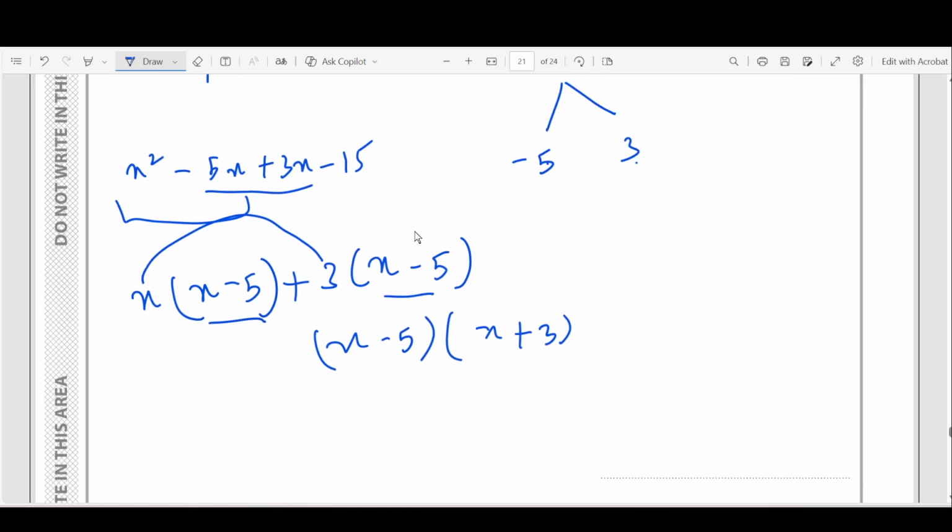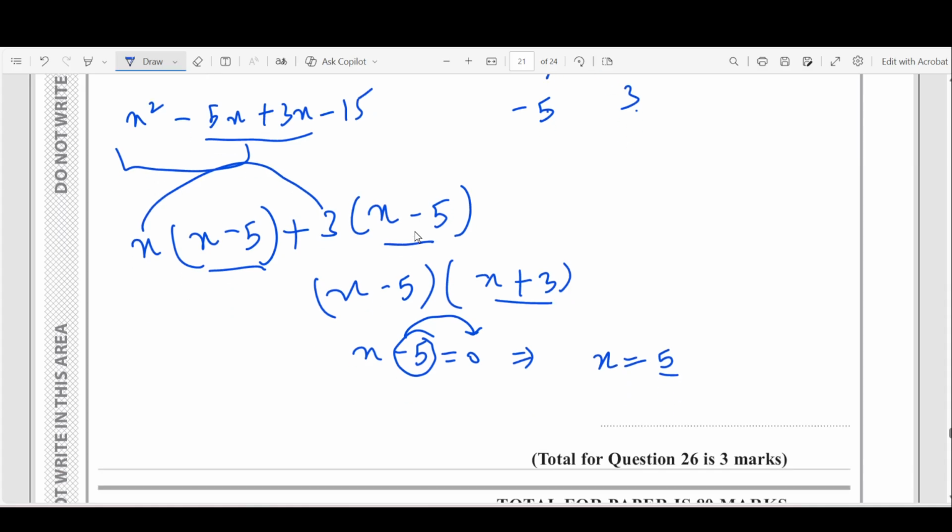And then we put each of them equal to 0: x minus 5 equals 0, which gives us x equals 5, right? If we move a number to the other side of the equal sign, the sign changes. So negative 5 will become positive 5. Next term is this, x plus 3 equals 0. Again we move positive 3 to the other side, so it becomes negative 3. And those are our solutions.